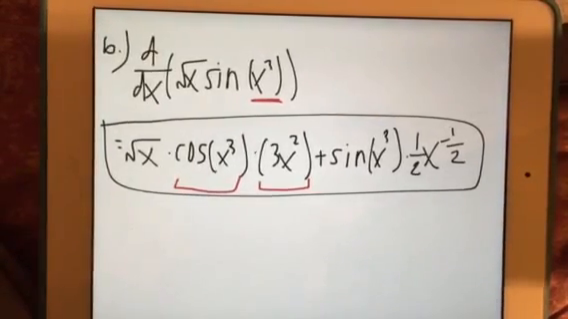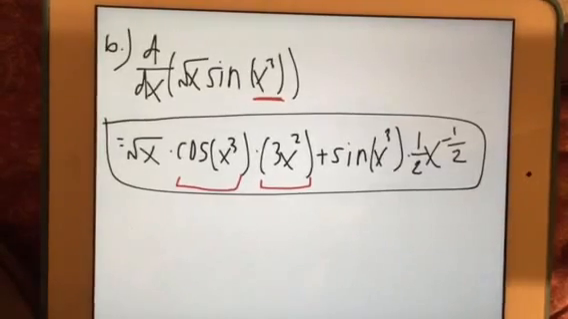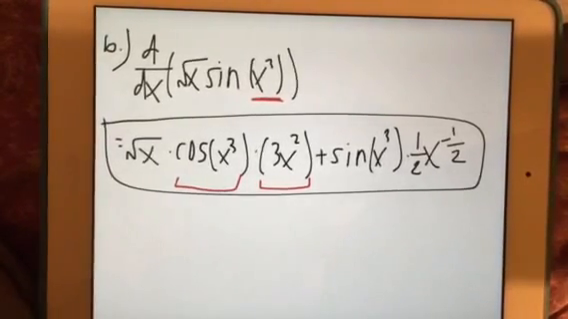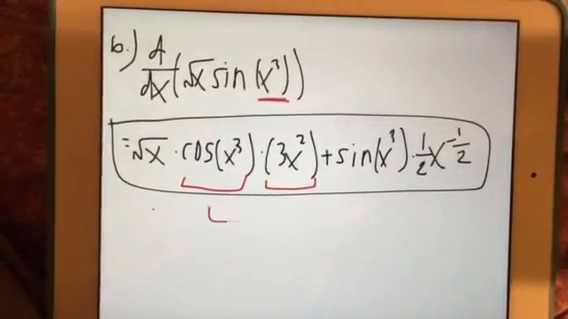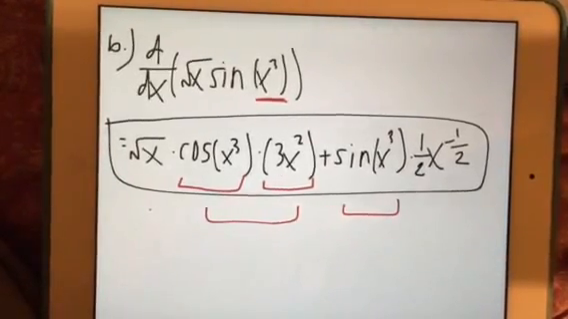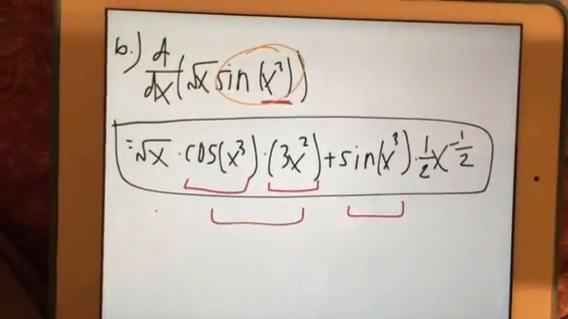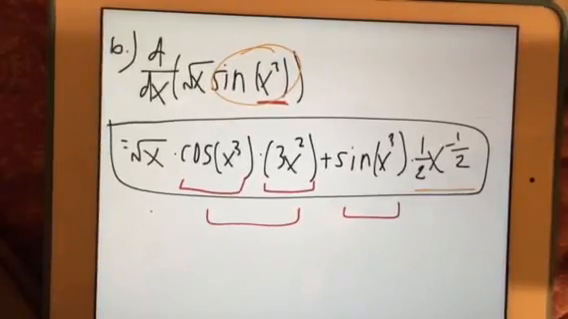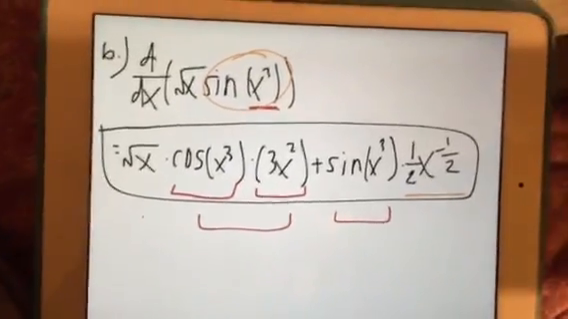And we have to do the same thing for the second part. The first times the derivative of the second plus the second, this term, times the derivative of the first. So you have to use the chain rule for the root x function as well.